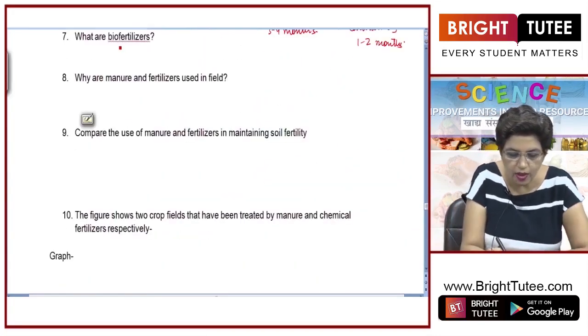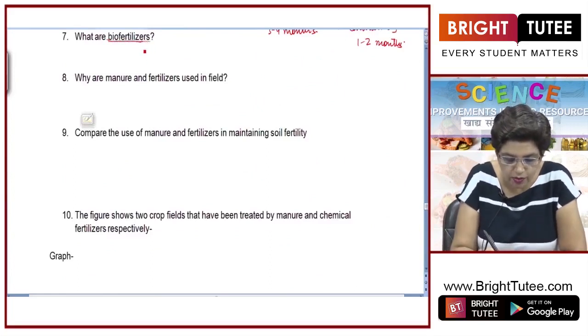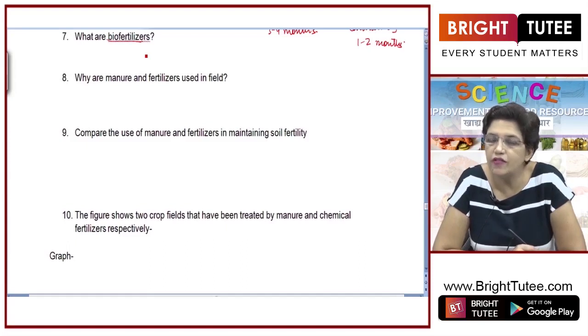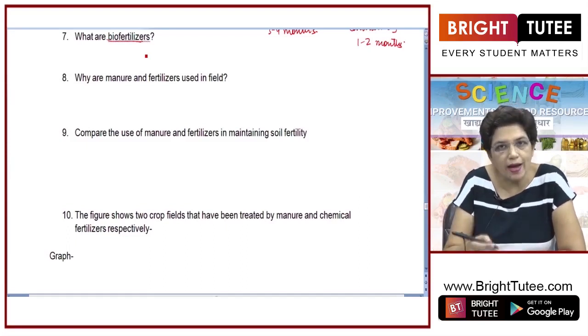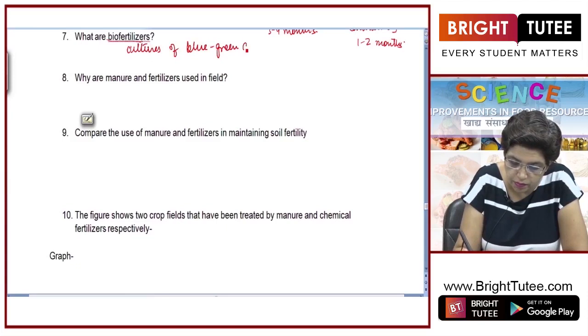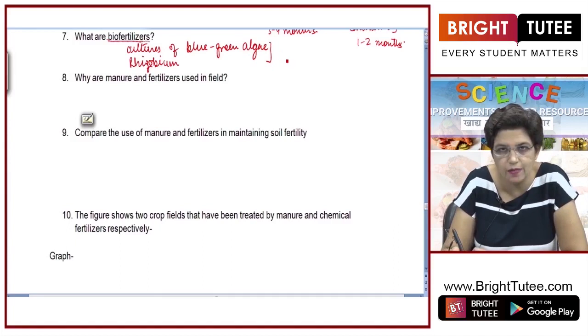Next question, what are biofertilizers? You know, fertilizers are utilized to improve the fertility of the soil, but these fertilizers are chemical compounds which are made in the industries. But biofertilizers are actually cultures of blue-green algae or some bacteria like Rhizobium. Alright, so cultures of these microorganisms are used and added to the soil.